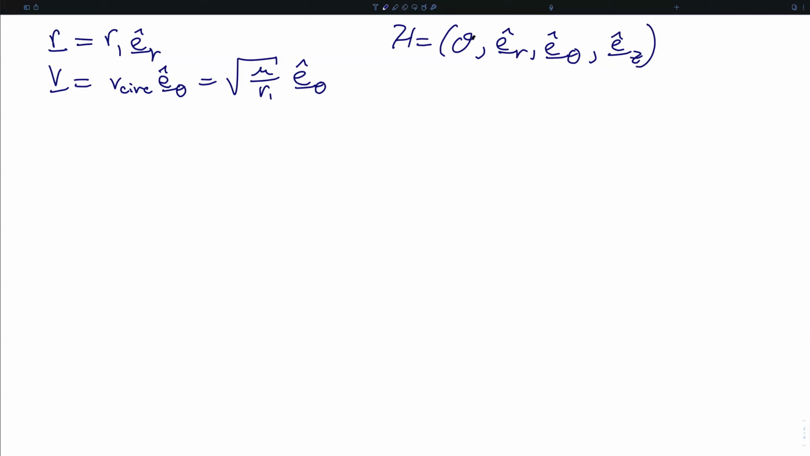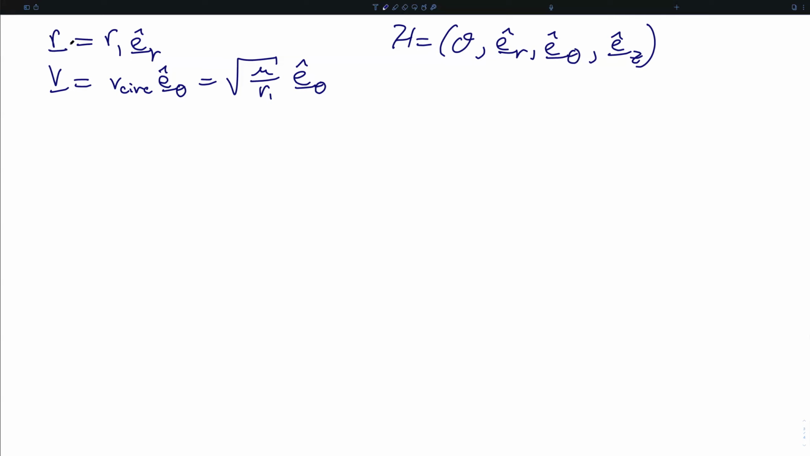where the coordinate origin O is a point on the circular orbit, E_R is the orbital radius direction, E_theta is orthogonal to that in the plane of the orbit, which means that it is the velocity direction of the orbital velocity for the circular orbit for all time, and E_Z completes the triad and is in the direction of the angular momentum of the orbit.